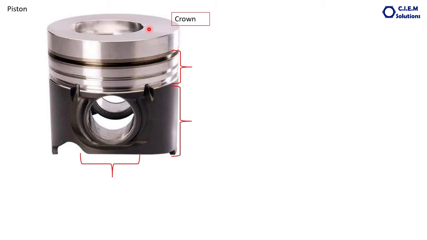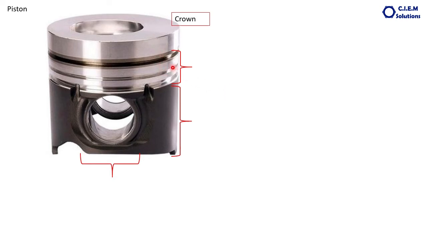For all high capacity, high horsepower engines, pistons are made as a 2-piece piston. It is called a 2-piece piston. What is a 2-piece piston? I am going to show the figure. The 2-piece piston means the crown area is made of steel and the skirt area is made of aluminum alloy. In all low and moderate engines, the entire piston is made of aluminum alloy.